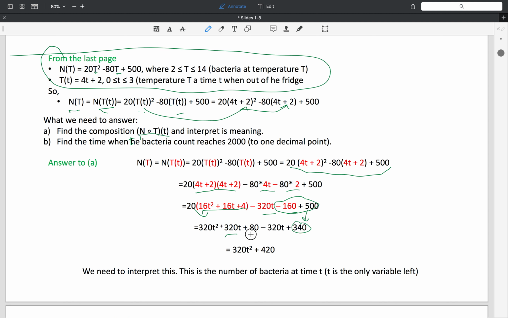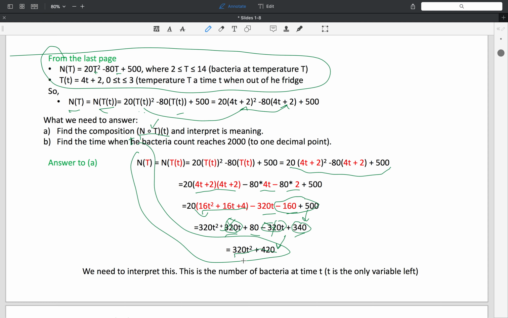So now we take the 80 to the 340, and I get this. And conveniently, this and this are the same, so they cancel. So it all comes down to 320t squared plus 420. So that's what my N of t boils down to after all those computations. So we found the composition.